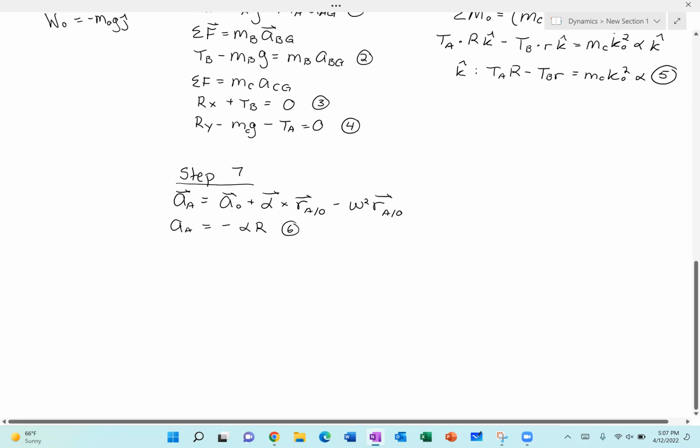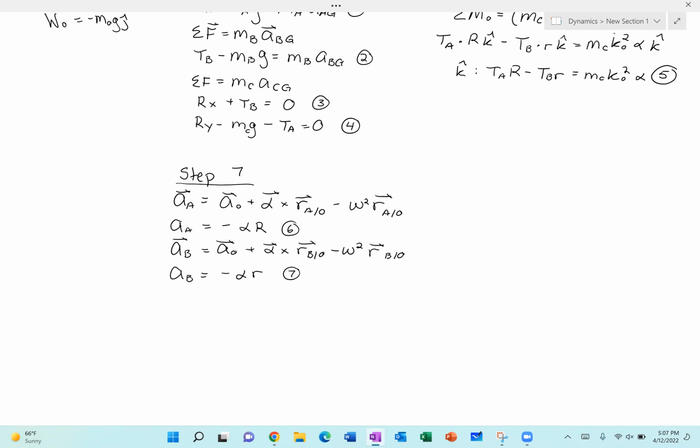And we can do the same thing for the point where the rope attaching B to the drum is, and find the acceleration of that point, which will be equal to the acceleration of the mass B. And then we'll use the same equation except with small r, since that's where the rope B is attached. And that'll give us our 7th scalar equation.